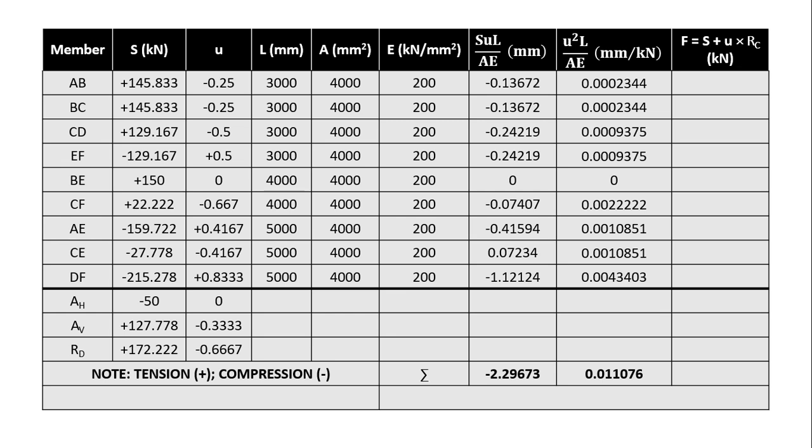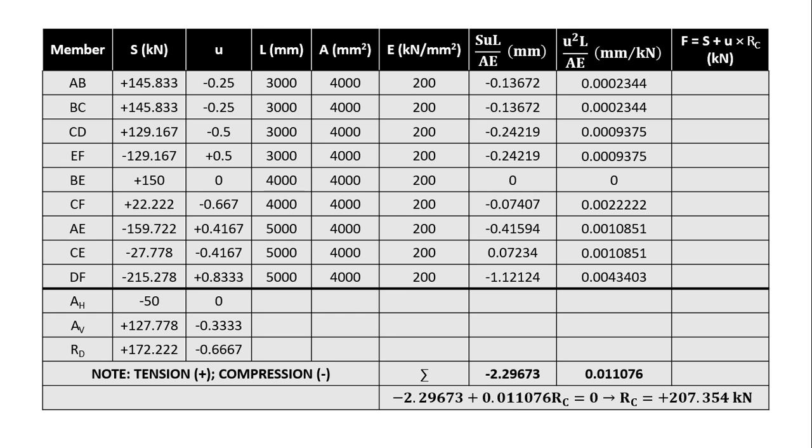And then sum up the values, and then we have positive 0.011076. And balik tayo rin sa ating compatibility equation kanina, that delta prime CV plus delta double prime CV is equal to 0. Therefore we have what? Negative 2.29673 plus 0.011076 RC equal to 0. Okay, so by means of transposition and using algebra, we get positive 207.354 kilonewtons. So what is the indication of being positive? It means that RC is really upward based sa application natin ng unit load 1 na pataas din kanina.